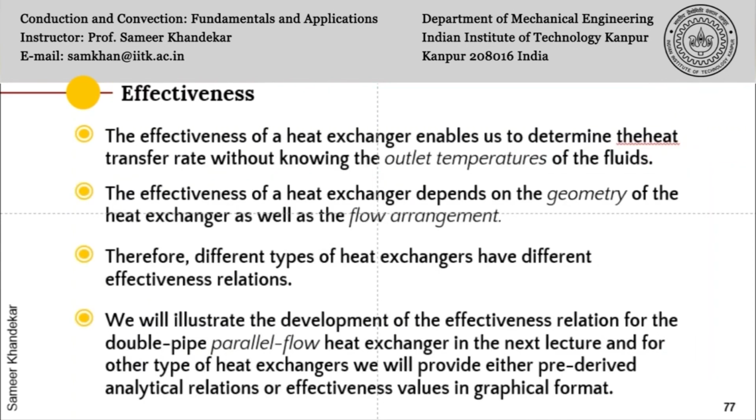So what does this do? The effectiveness of a heat exchanger essentially enables us to determine the heat transfer rate without knowing the outlet temperatures of the fluid. So you have seen now in the definition that you did not actually know the outlet temperature, but since you knew the maximum temperature, the Q dot max can be determined, and the maximum potential difference, which is the hot temperature inlet and the cold temperature inlet, which are known to you, are also available to you. So you can actually find out the effectiveness of a heat exchanger without knowing the outlet temperatures.